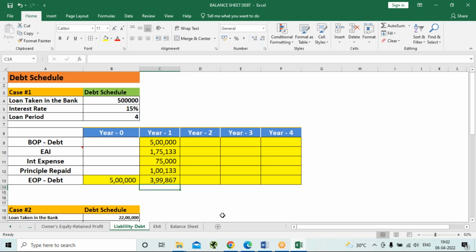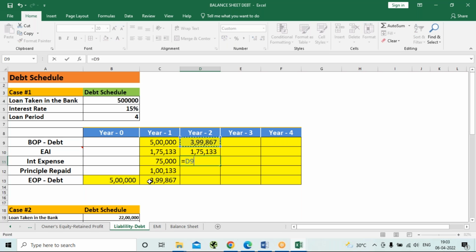So at the end of the financial year, it will be 3,99,867 rupees. At the year 1 ending date, the balance will remain as 3,99,867 rupees. Now, if I want to do this calculation for the second year, I can do it the same way, equals to the previous year's closing balance, and this will be the same value.